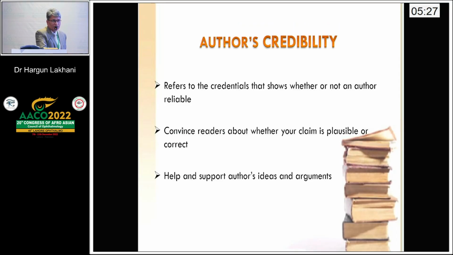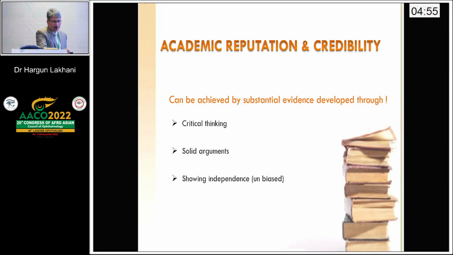So what is the author's credibility? It basically refers to the credentials that show whether the author is reliable or not. Author's credibility convinces readers that the claims of the author are plausible and correct. It also helps support the authors' ideas and arguments depicted in their research. So author's credibility matters a lot because it directly impacts your readers and your audience.